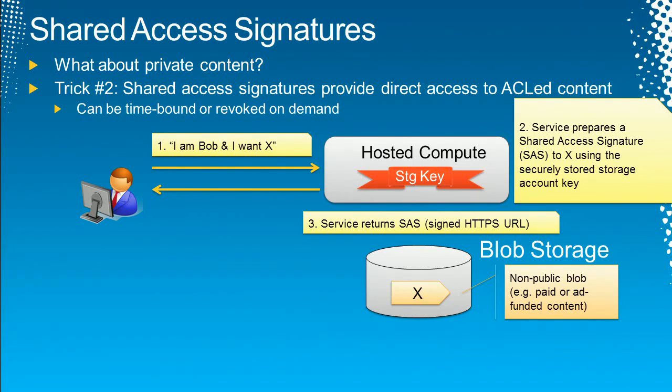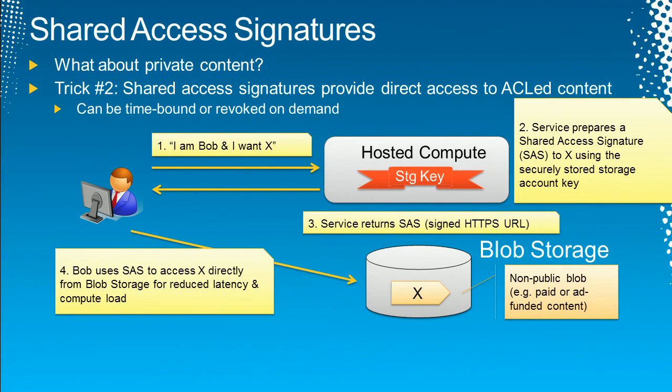Now Bob turns around and presents that shared access signature. He just does a get on that shared access signature URL, and blob storage takes a look at it and says, okay, I've been given this URL. Is the signature valid? Yes, it is. Now let me look inside and see what rights that URL grants. It grants the caller the ability to read X during this time window. The time window is valid. Okay, I'll return the content to Bob.